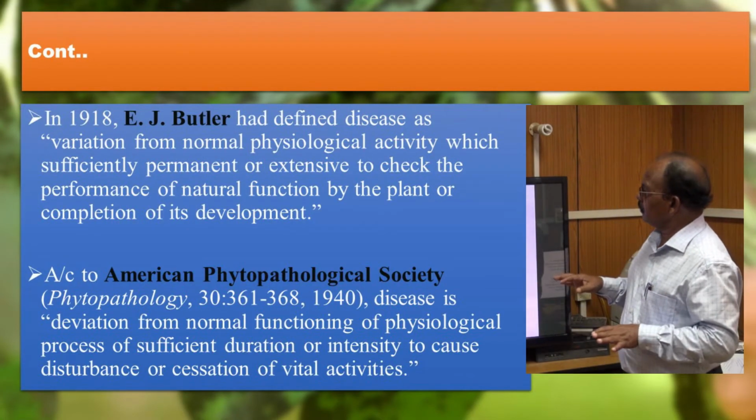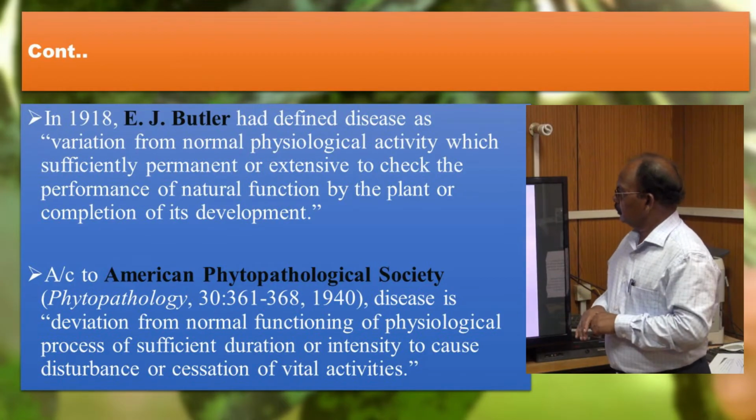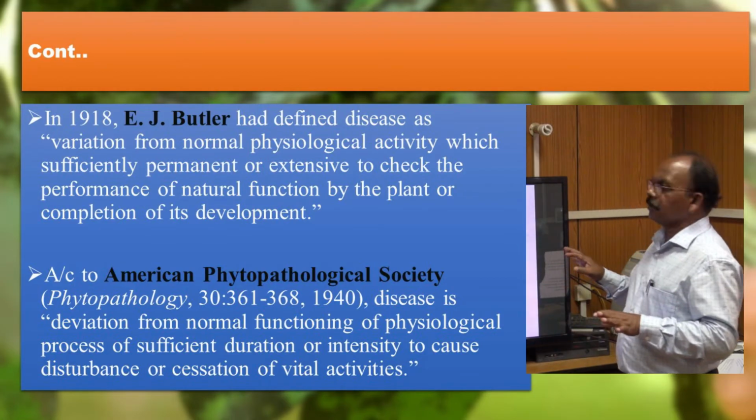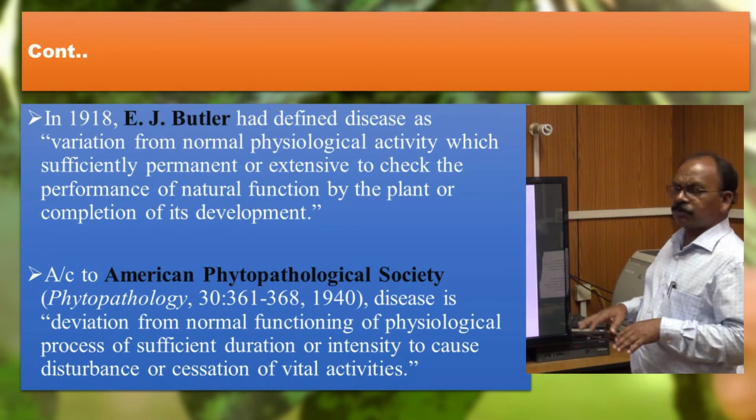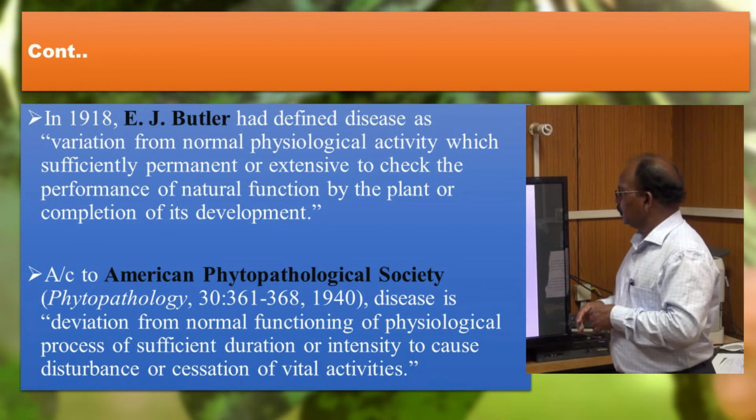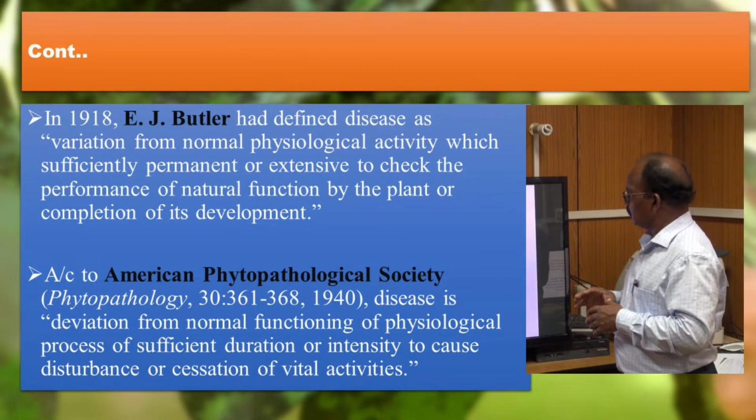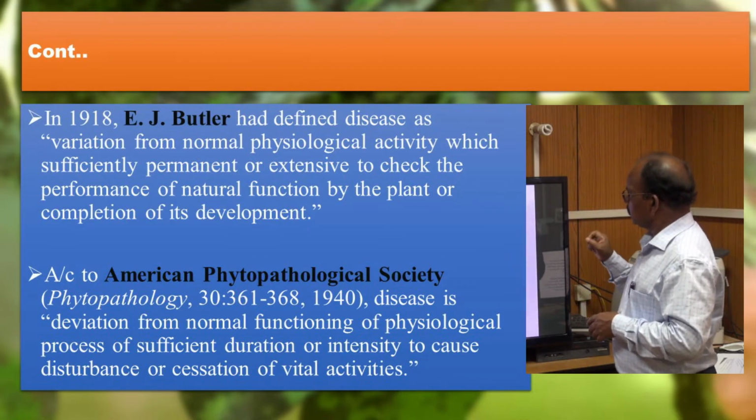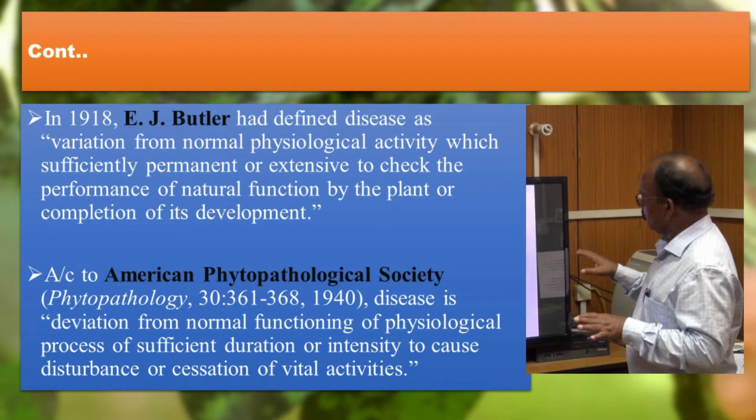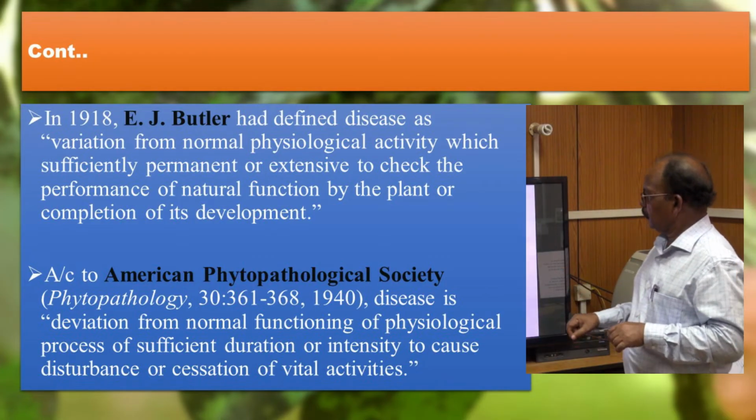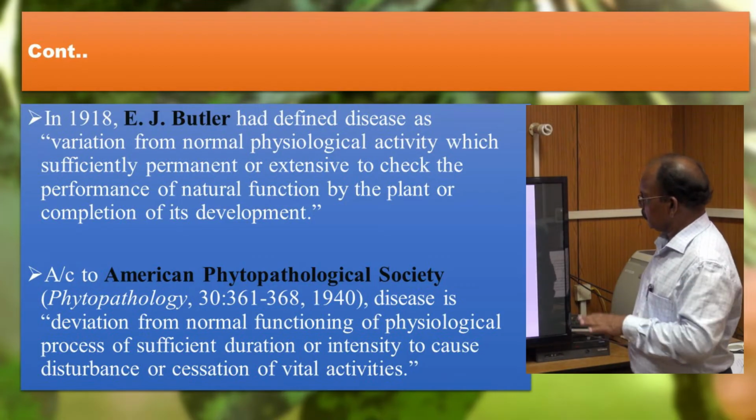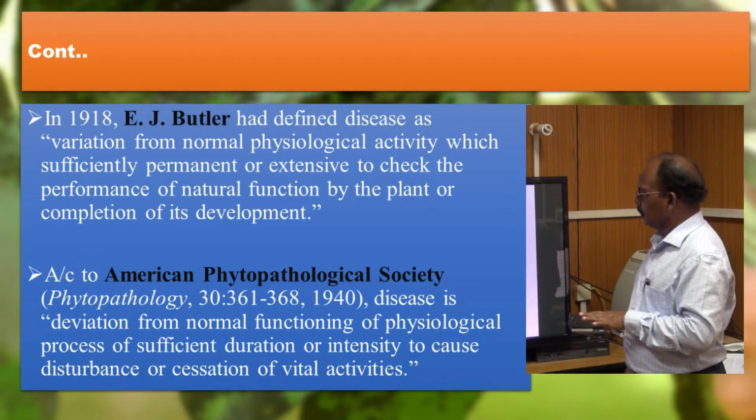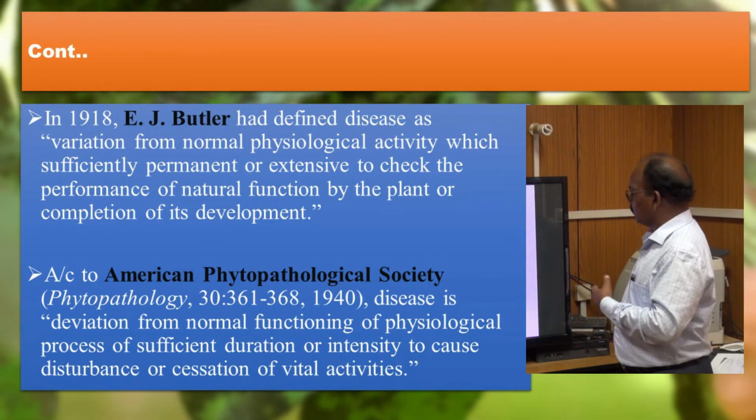According to E.J. Butler, in 1918, disease is a variation from normal physiological activity which is sufficiently permanent or extensive to check the performance of natural function by the plant or completion of its development. This definition is given by E.J. Butler. Now, according to the American Pathological Society, disease is deviation from normal functioning of the physiological process of sufficient duration or intensity to cause disturbance or cessation of vital activities.